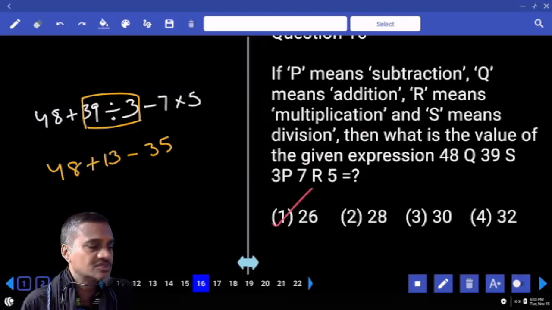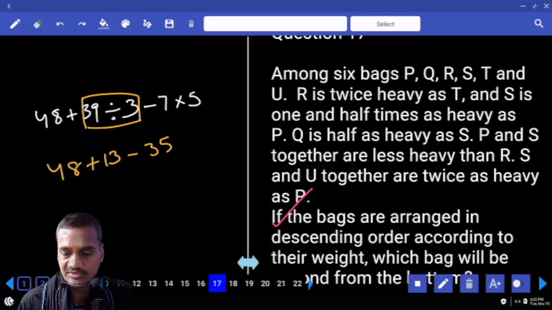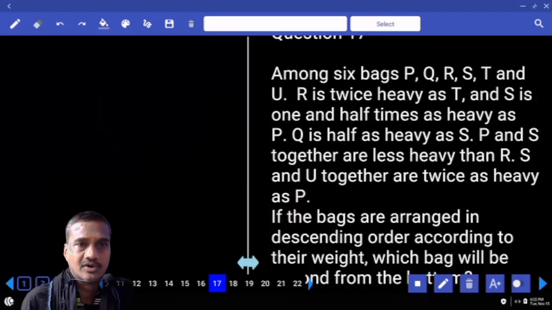Last digit must be 6. Choice 1, 26. Choice 1, question number 16. Then coming to the 17th one. Now how many boxes were there?